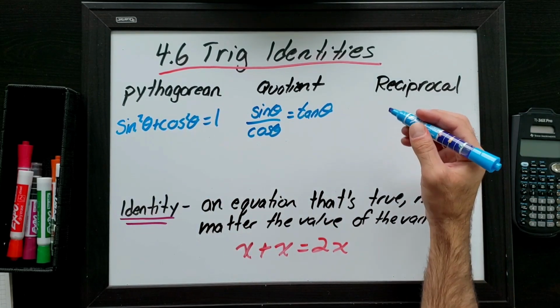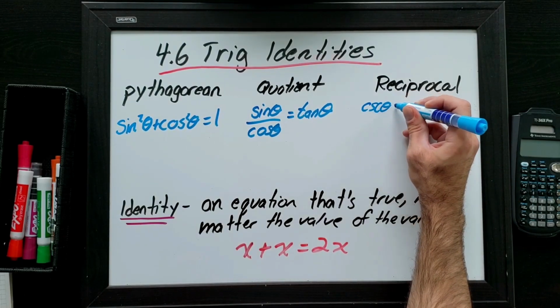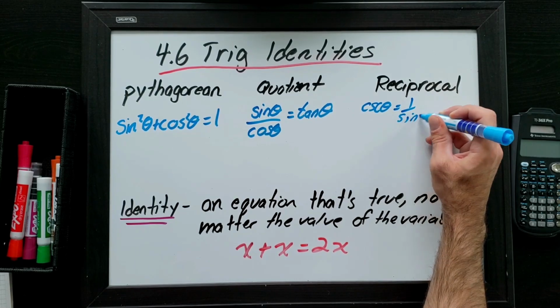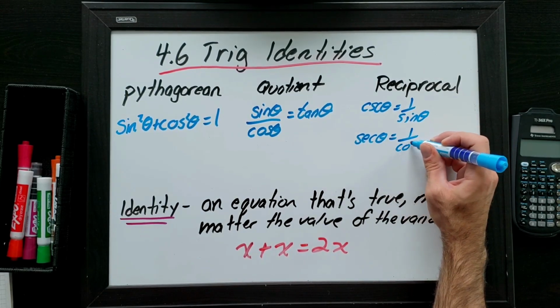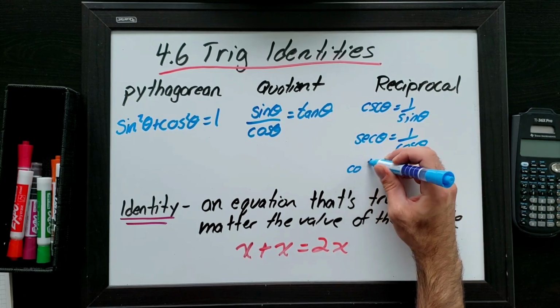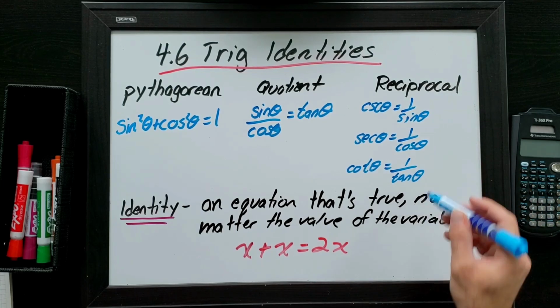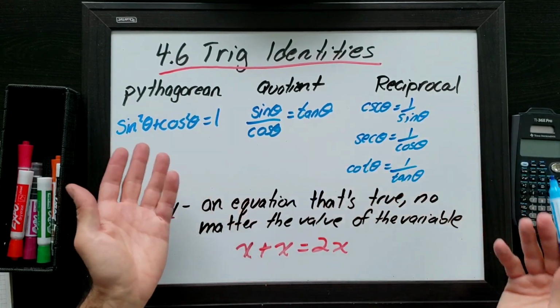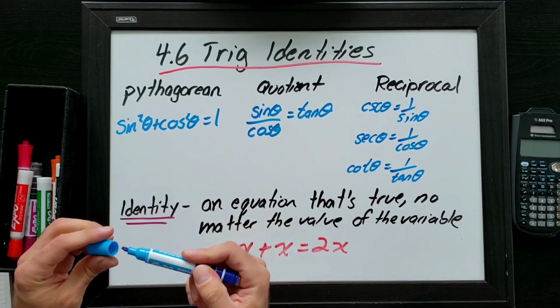Okay, next is the reciprocal identity. So we just have to remember that cosecant of theta is 1 over sine theta. Secant theta is 1 over cos theta, and cotangent theta is 1 over tan theta. These are easy. Actually, they're all easy to remember. It's how to use them that proves to be difficult sometimes.